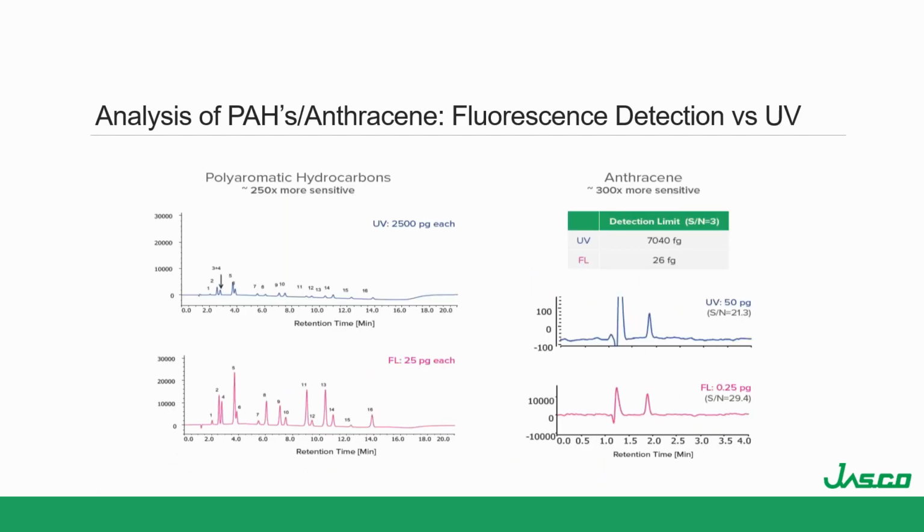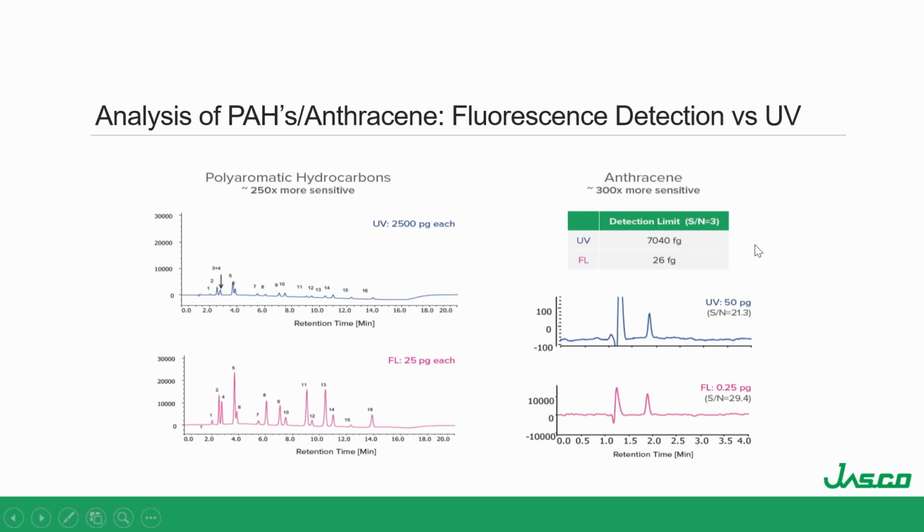So here's an analysis of PAHs and anthracene, and this is fluorescence detection versus UV. Over here, this is the PAHs. You can see each one is on the same signal scale. This is the fluorescence, this is the UV. This is 2,500 picograms of each. And down here in the fluorescence chromatogram, you see this is 25 picograms of each. So about 250x more sensitive.